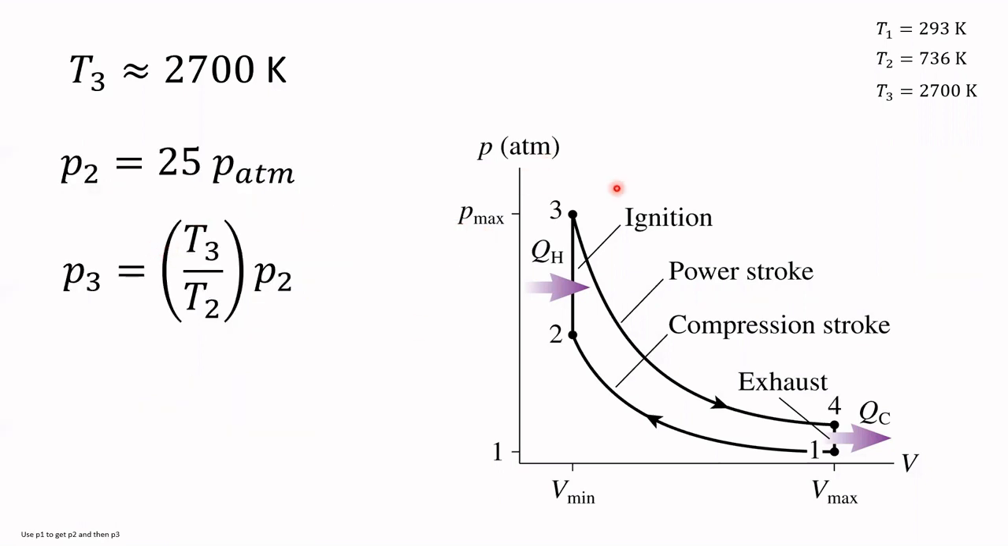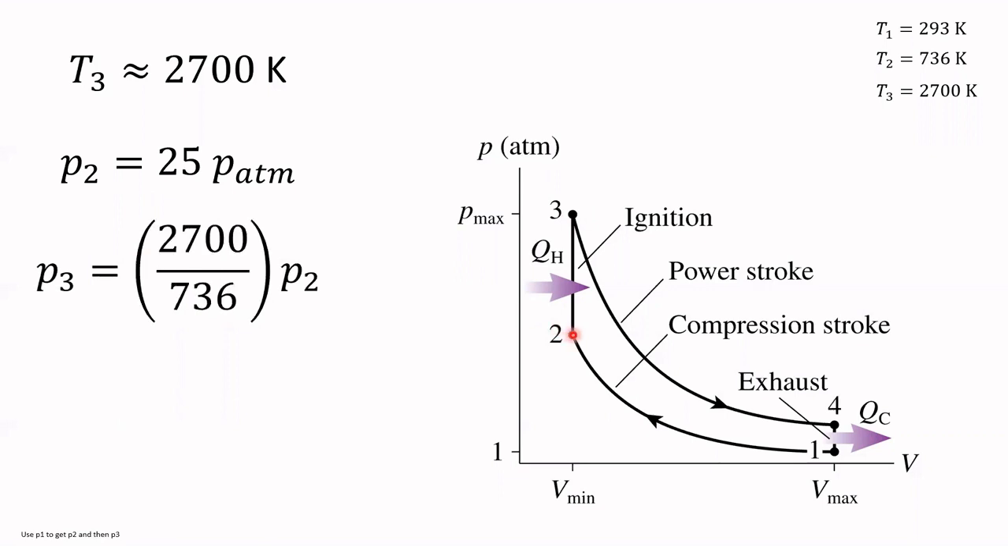That's what I've done here. So take the known T3, or the value that I Googled, compared to the absolute temperature at state 2, and multiply that ratio by whatever the pressure was here at state 2. Here's where I'm going to plug in the 25 atmospheres. And I find that the pressure up here, this is the greatest the pressure ever gets during the PV cycle. This is right after ignition, right before the power stroke. The pressure is 92 atmospheres.